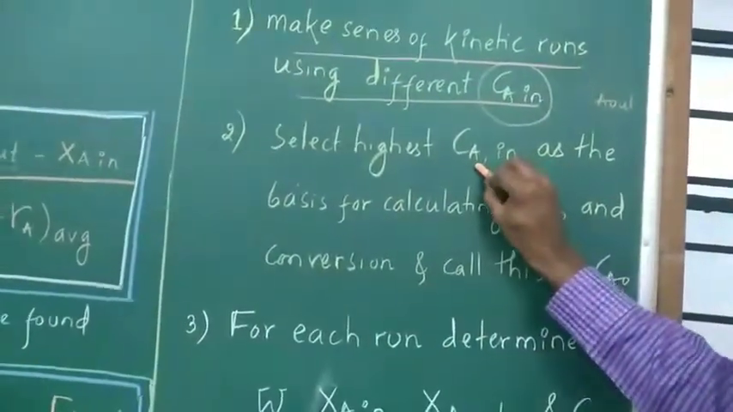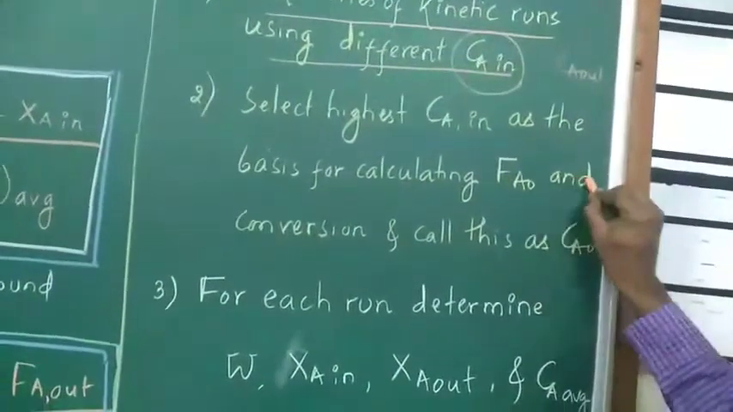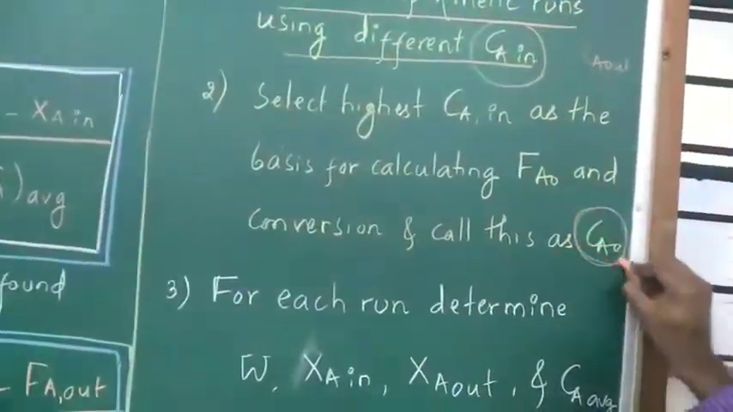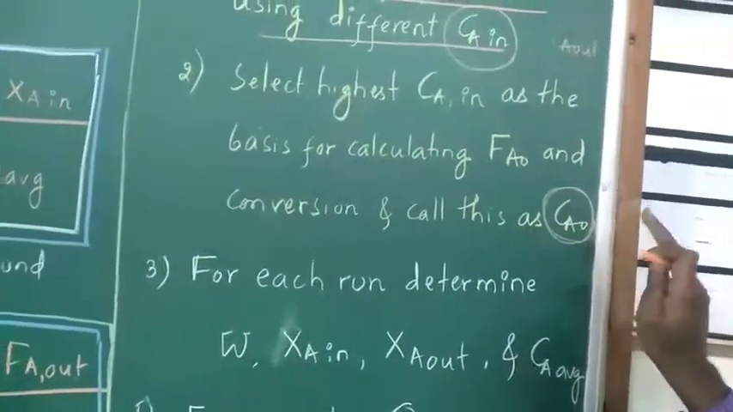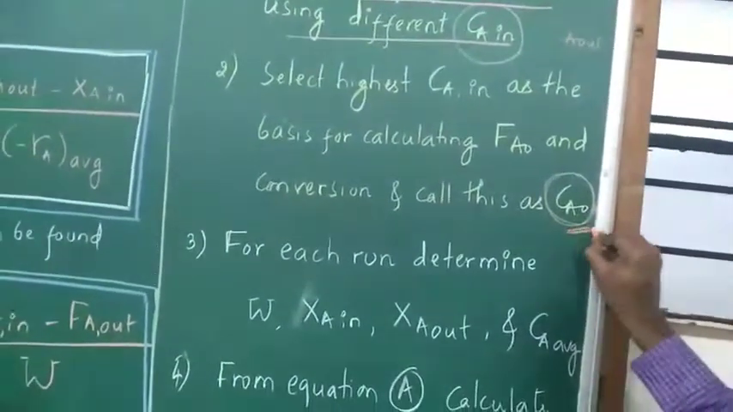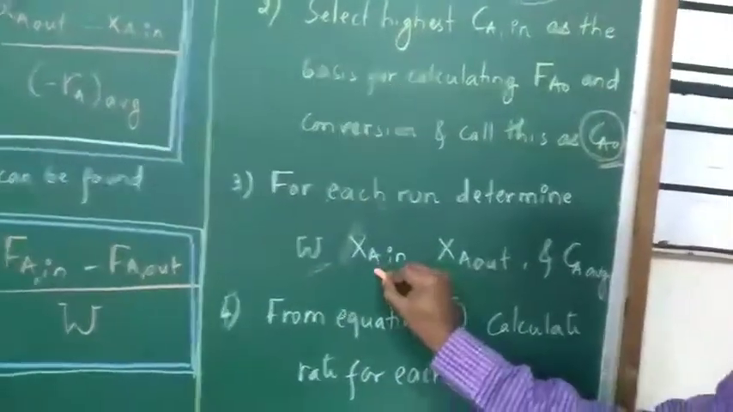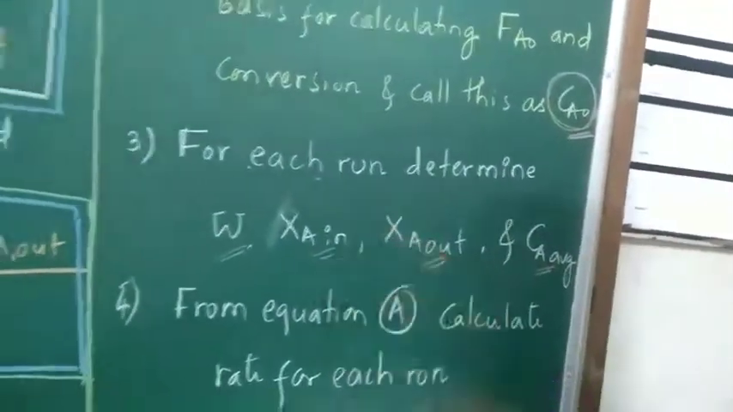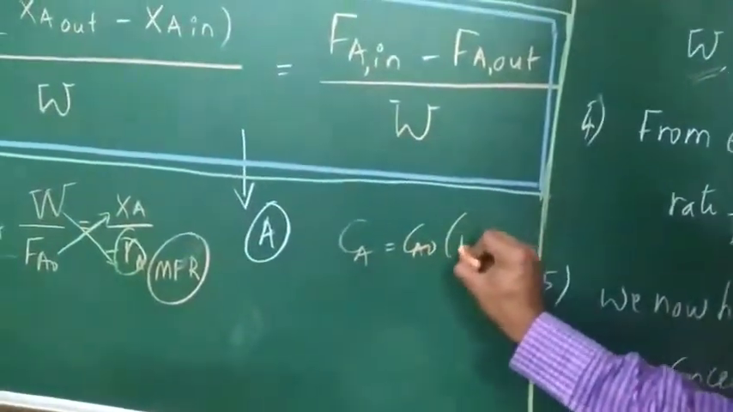Select the highest CA in as the basis of calculating Fa naught and the conversion, and call this CA naught. So when you are conducting an experiment, you start with a particular concentration, and that will be taken as CA naught. For each run, determine W, Xa in, Xa out, and CA average. How do you calculate Xa in? We know that CA is equal to CA naught into 1 minus Xa.